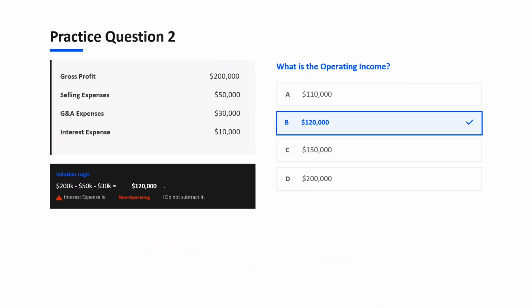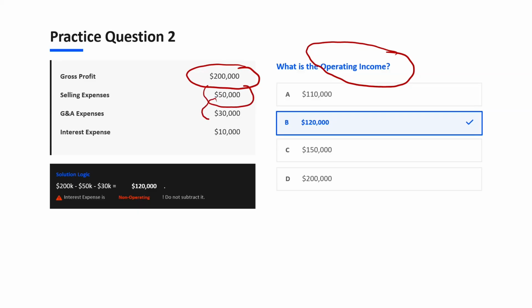Let's do another example asking us for the operating income. It gave us our gross profit. Okay, so net sales minus cost of goods sold for them was $200,000. They have selling expenses of $50,000, and they have general and administrative expenses of $30,000 and interest expense of $10,000. Remember, it is asking us for operating income, and operating income is focusing on the core business activities.